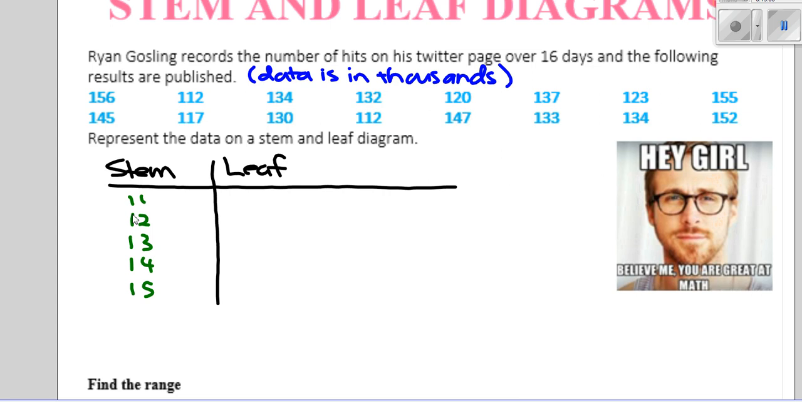Just put the leaves in order. Some people like to do a rough version first, and then a neat version, but I can't be bothered.